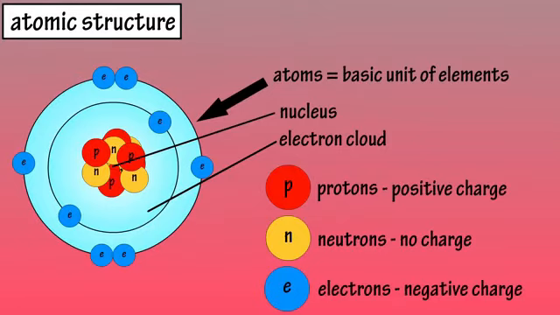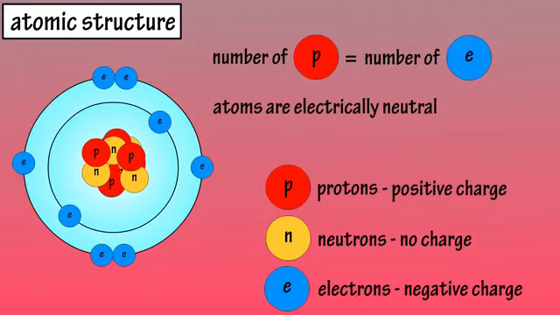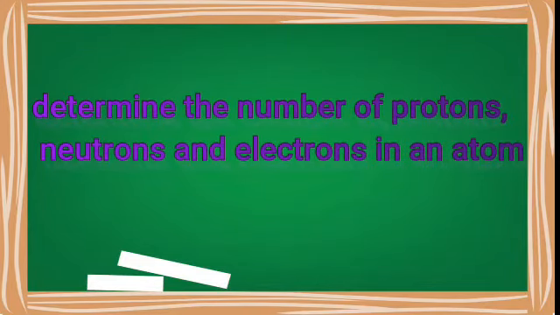Protons have a positive electrical charge. Neutrons are uncharged, and electrons have a negative charge. Class, remember that the number of protons and electrons are equal, so atoms are electrically neutral particles. Now, let us know how to determine the number of protons, neutrons, and electrons in an atom.